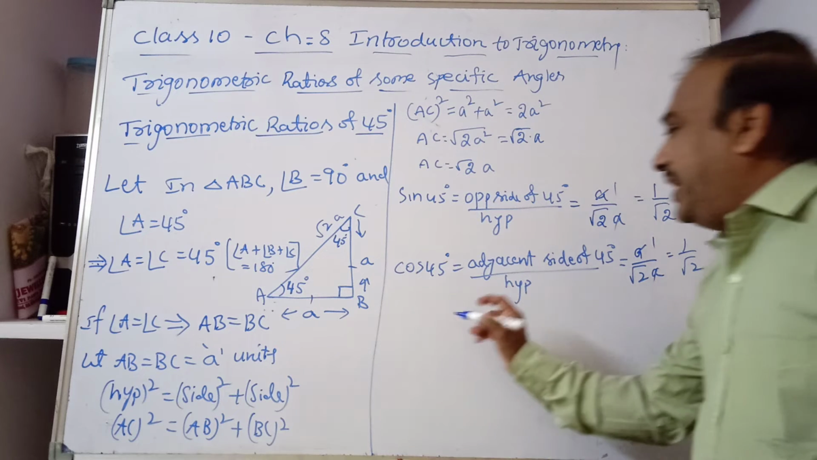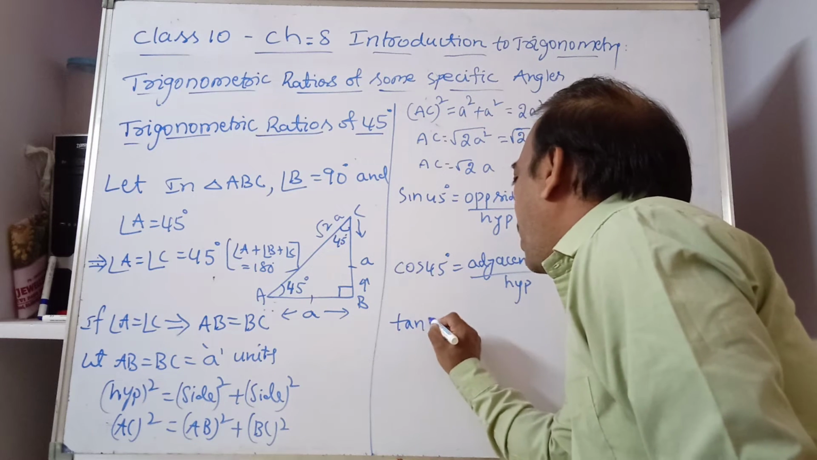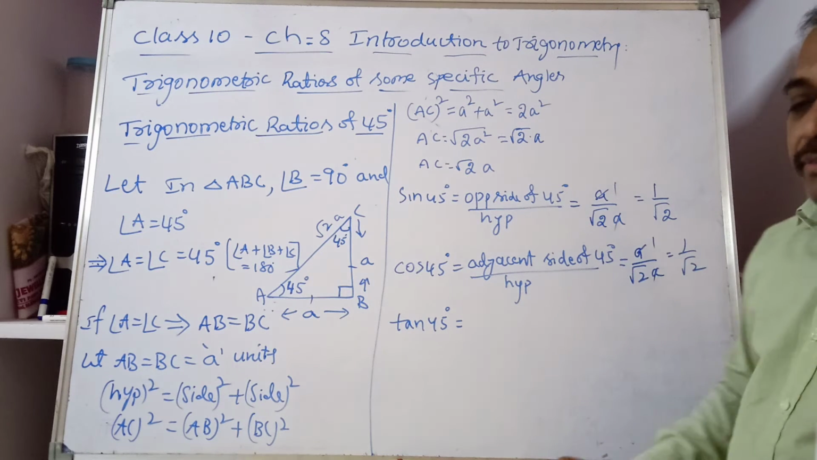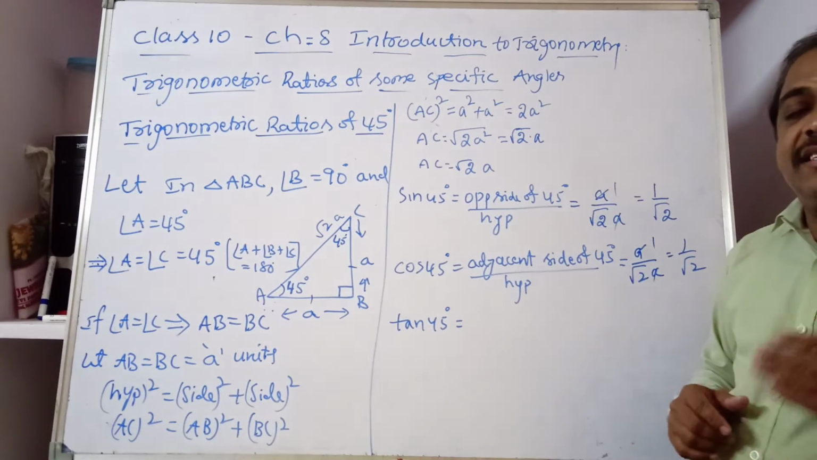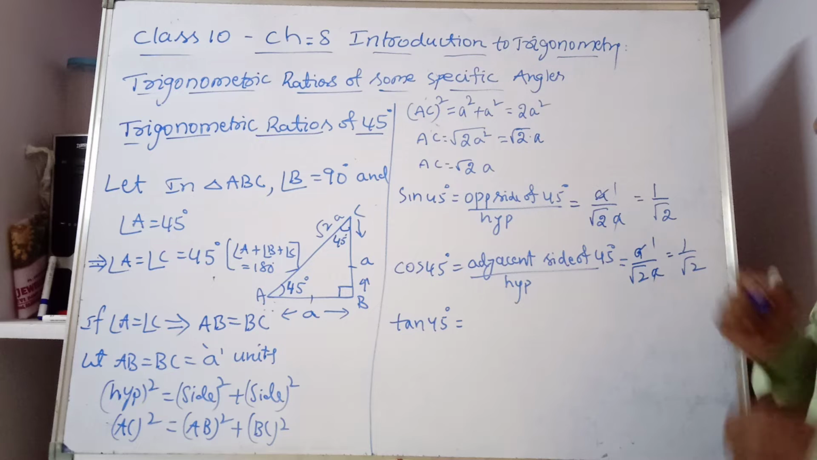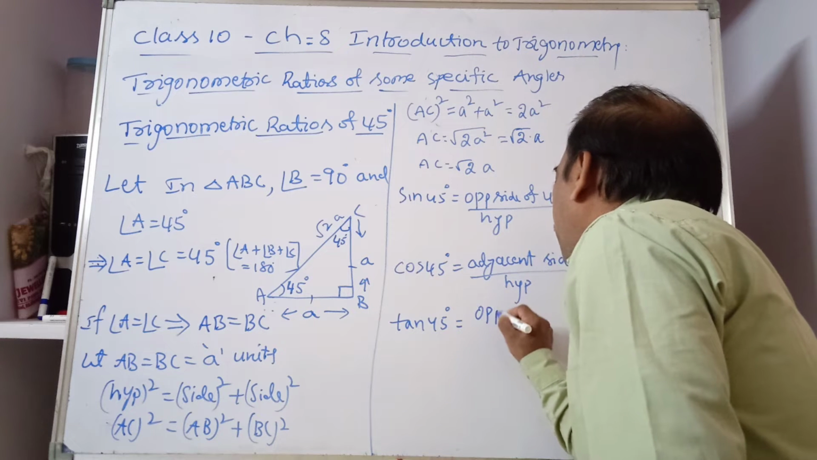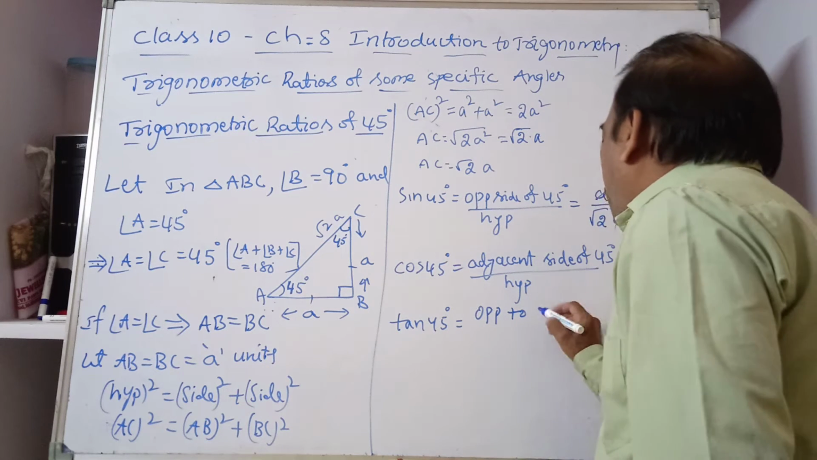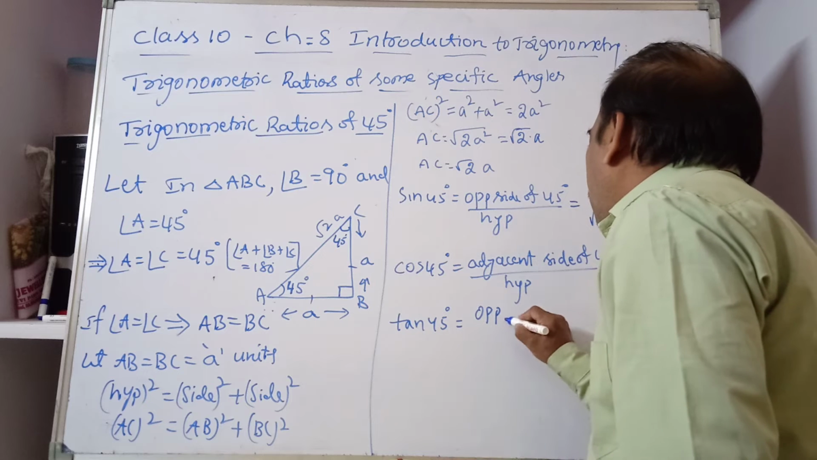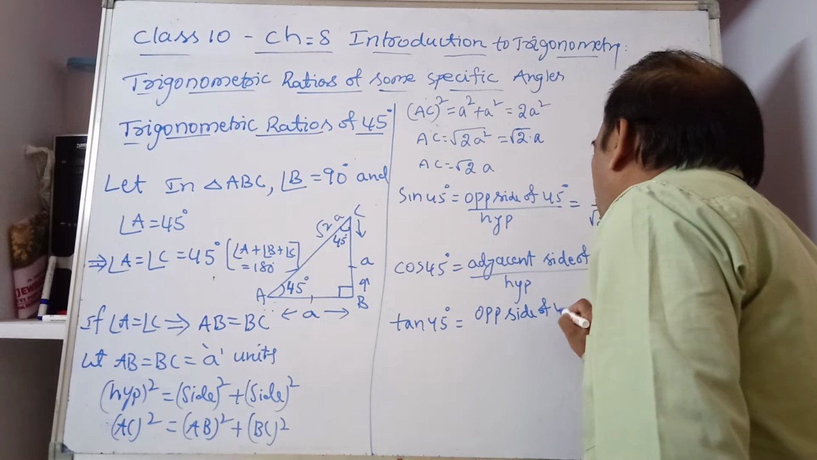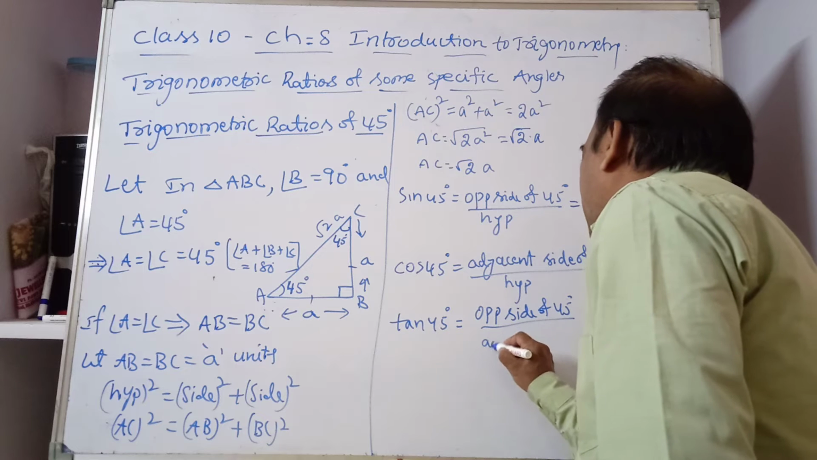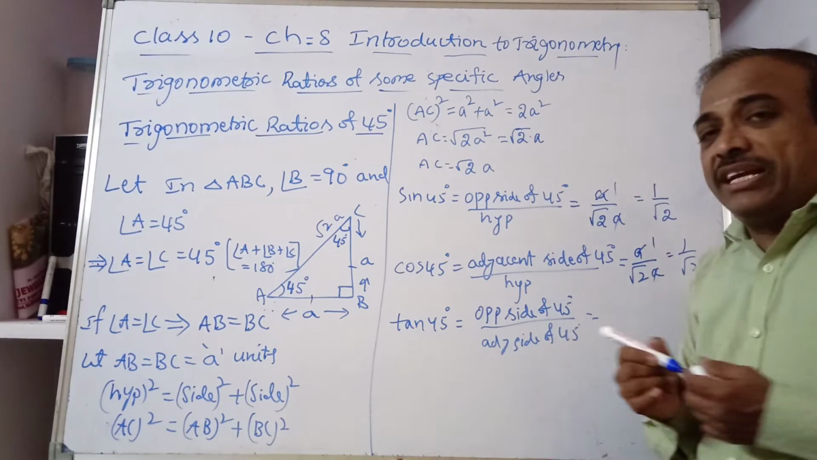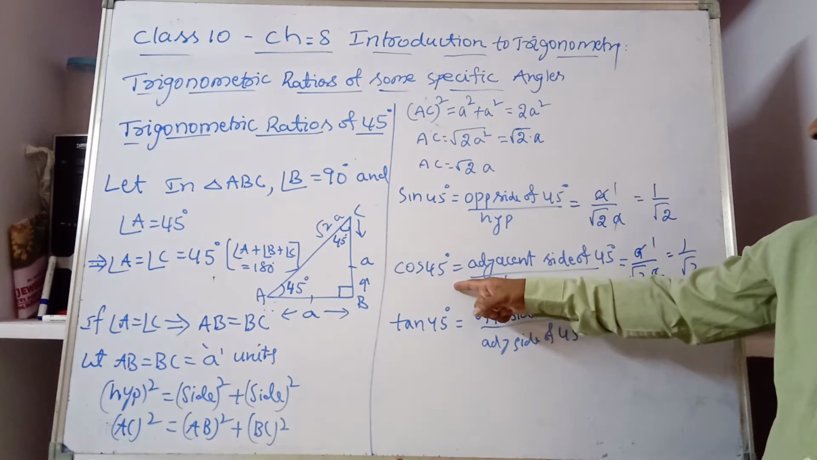Now tan 45 degrees. So tan 45 degrees is equals to, what is tan 45? So tan trigonometric ratio is what? How do you define that? Yes, opposite side by adjacent side. Opposite side of 45 degrees by adjacent side of 45 degrees. Or you can say tan is sin 45 by cos 45.